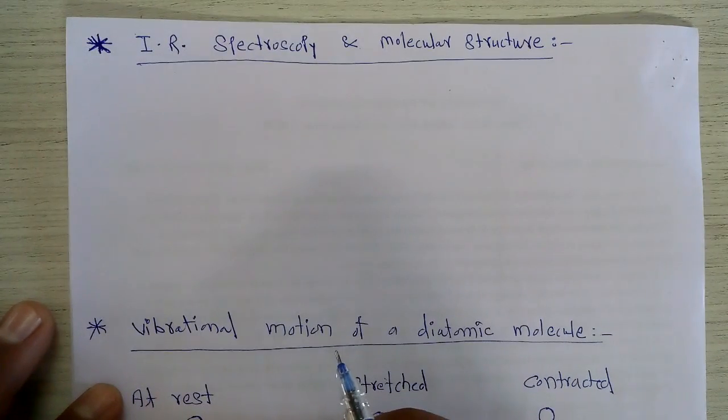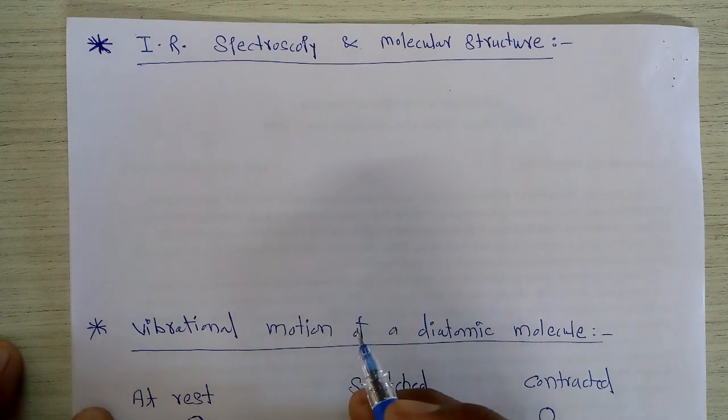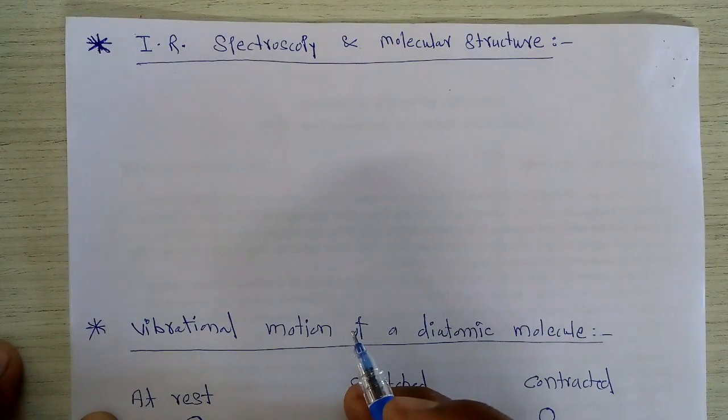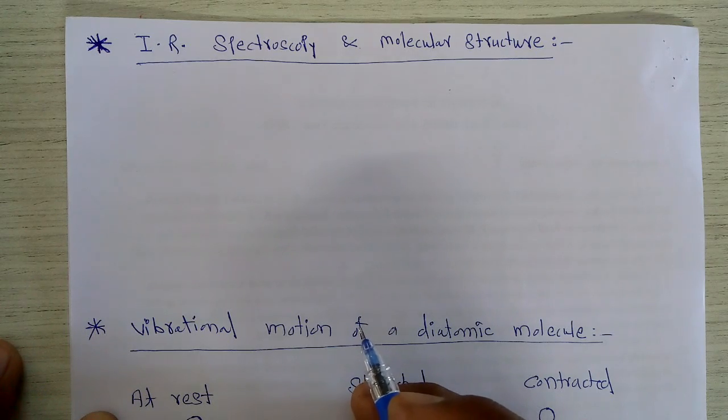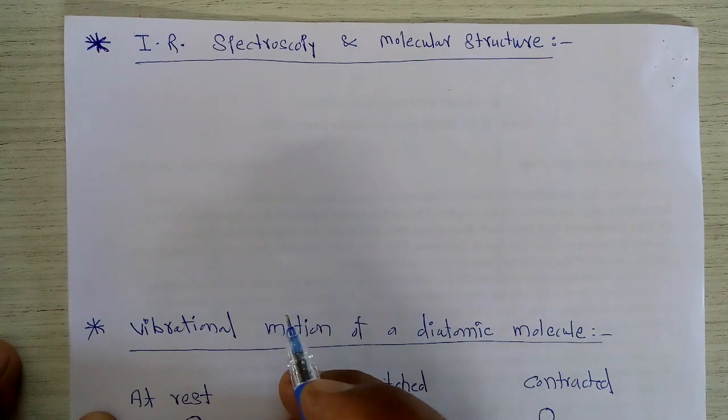In the last lecture, we started the spectroscopy technique to study the molecular structure of a molecule. We studied the first important analytical technique, that is microwave spectroscopy, for elucidation of molecular structure.